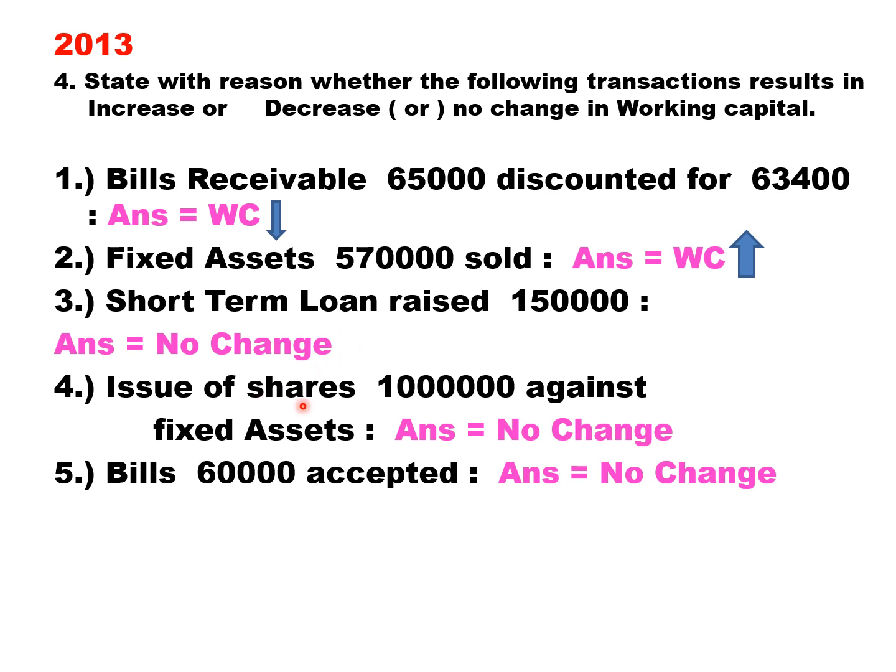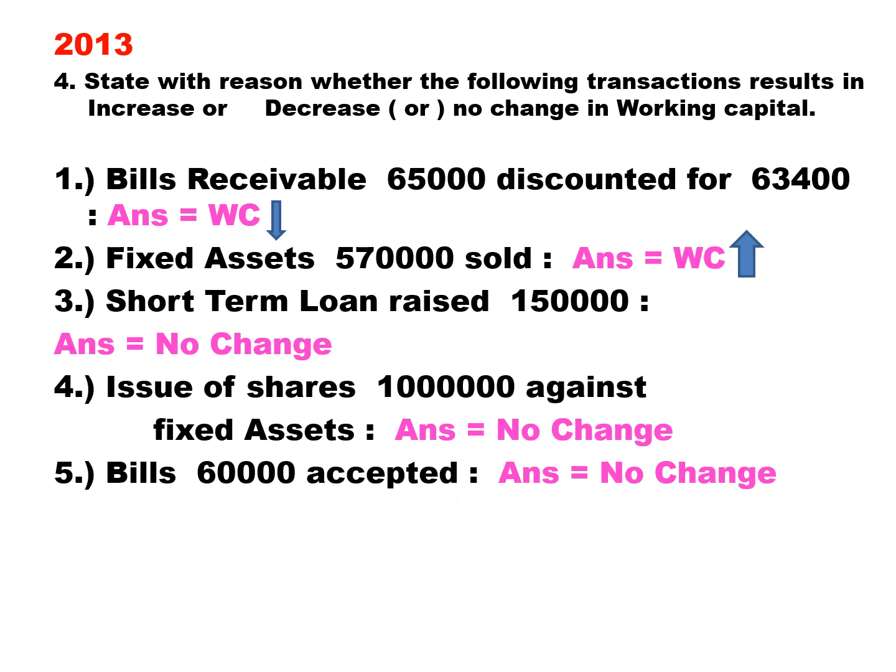Issue of shares 10 lakh against fixed assets. Shares are issued against purchase of fixed asset. So fixed asset is a non-current asset. Share is a non-current liability. So non-current, no change. Bills 60,000 accepted. You accept bill from creditor. So the two accounts affected are BP and creditor. BP current liability, creditor current liability, therefore no change.